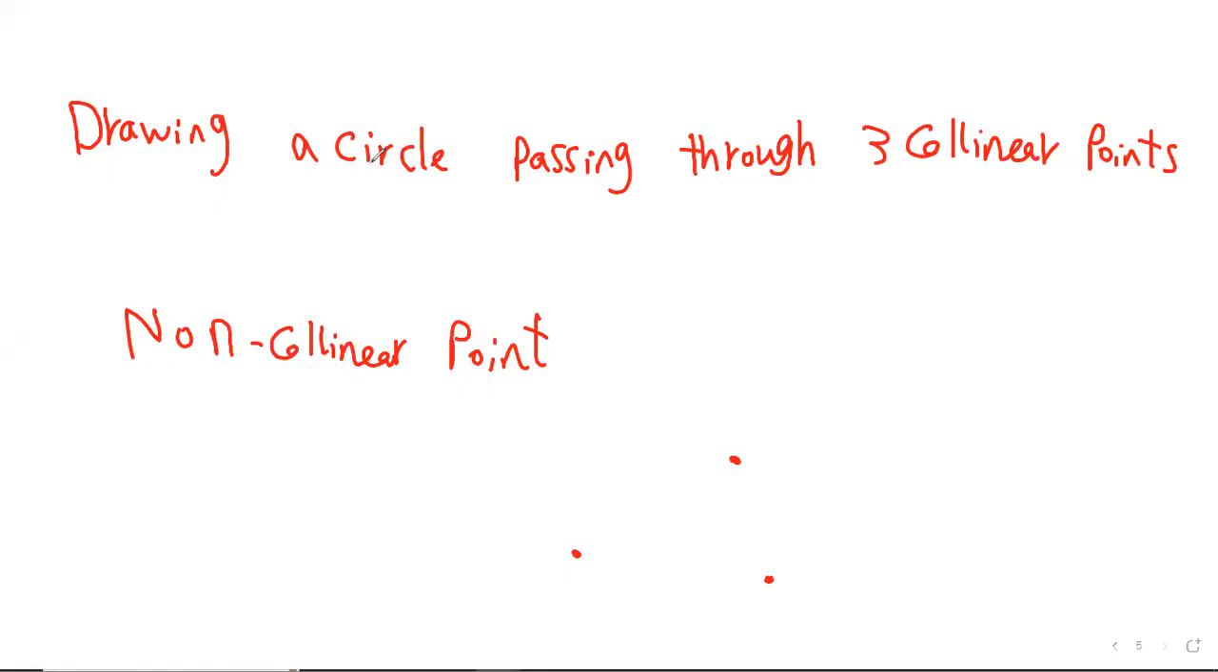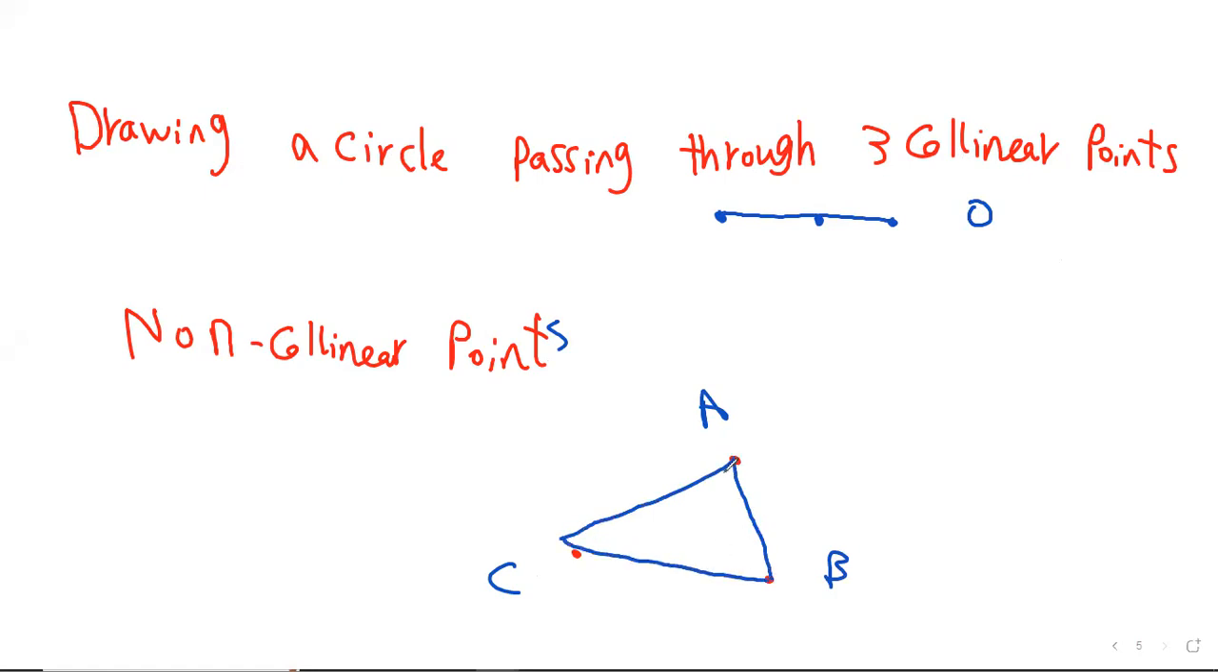How many circles can be drawn passing through 3 collinear points? 3 collinear points means they lie on one straight line. Actually, we couldn't draw a circle passing through 3 collinear points. So here we can draw 0 circles. But if we have 3 non-collinear points, like these points A, B, and C, we can draw only one circle. If we join A, B, and C, we will get a triangle, and the number of circles passing through these points is only one.